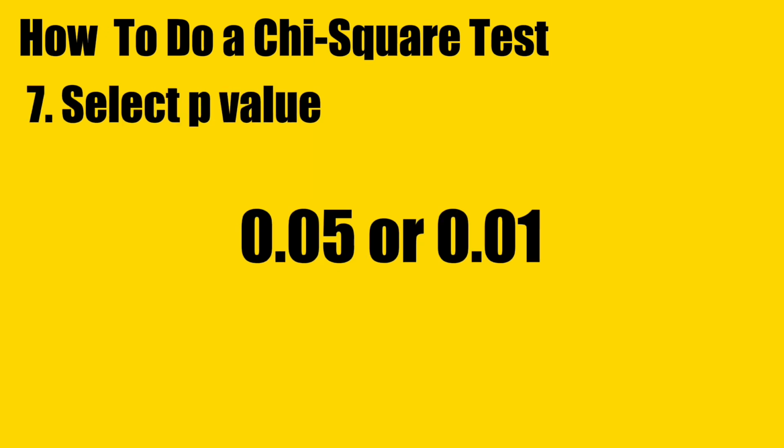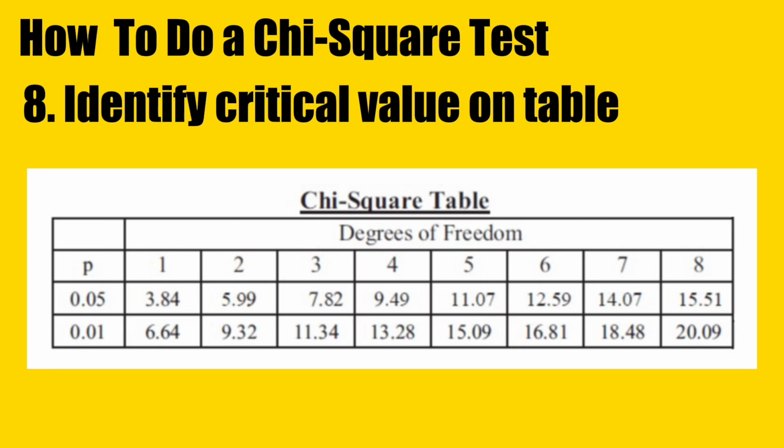Number 7, select the p-value. Most likely, the p-value is going to be 0.05 unless said otherwise in the question. Number 8, identify the critical value on the table. This table will also be on the reference sheet when you take the exam.